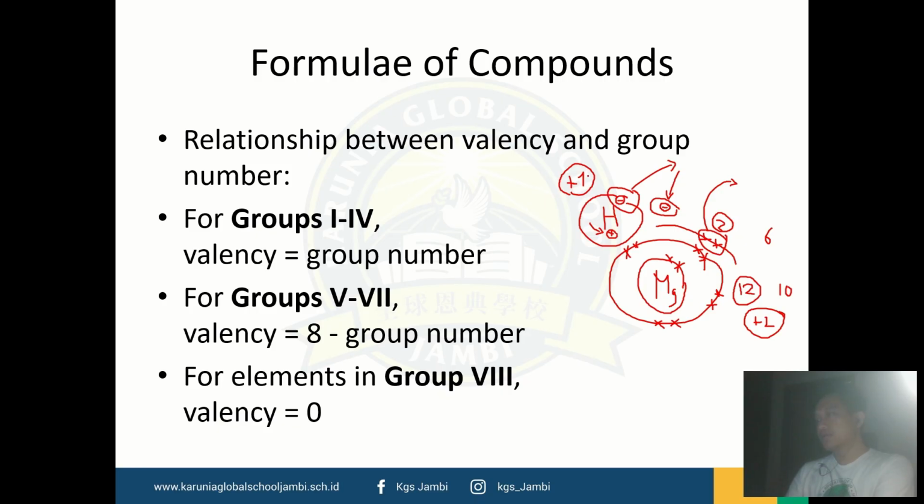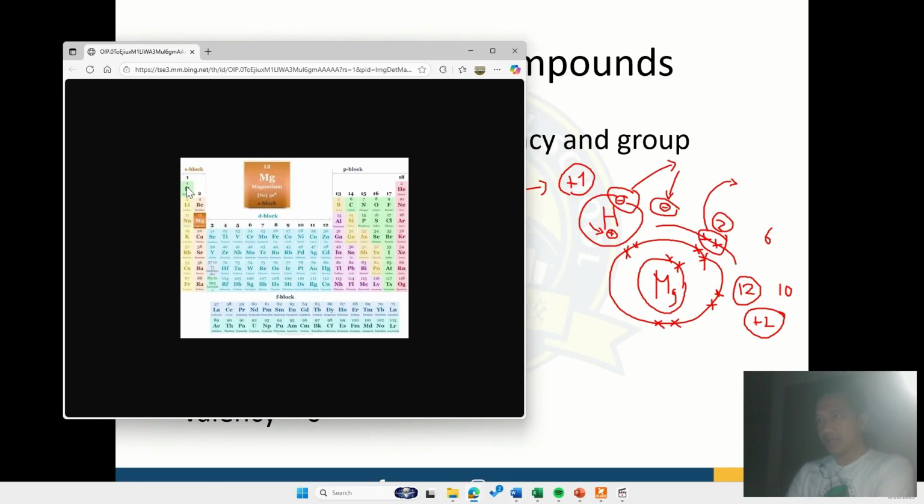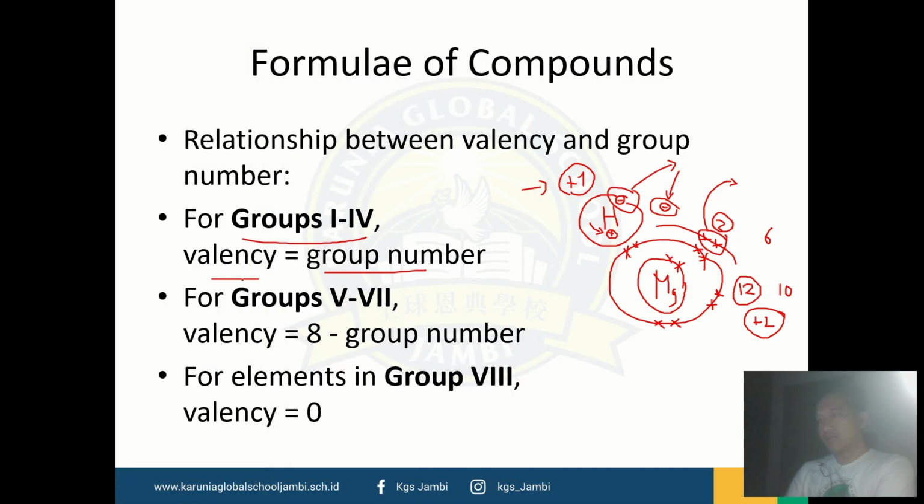Valency, this number, that's the valency. For now, forget the plus sign. But let's check. For group 1 to 4, the valency number is equal to the group number. You guys can see that. Hydrogen group number 1 and the valency is 1. Magnesium group number 2 and the valency is 2. So this is for group 1 until group 4, the valency is equal to the group number.